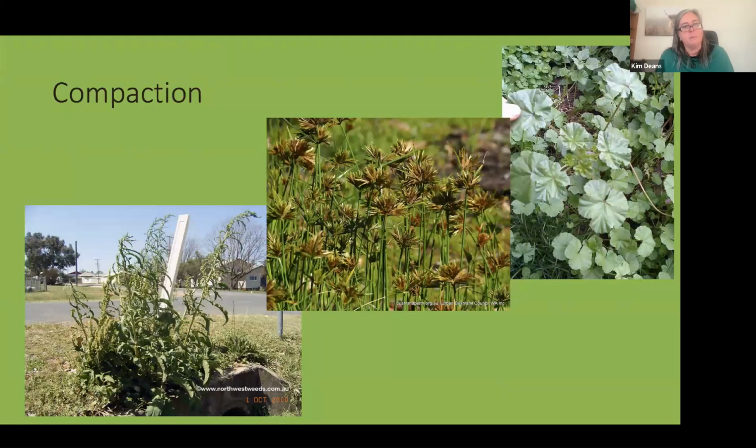A lot of plants are coming through the system because there's a really compacted soil with no aeration. A lot of those sedgy plants, we get those a bit up here in the New England, the sedges, but also different things like dock or mallow, they'll have a really deep taproot.